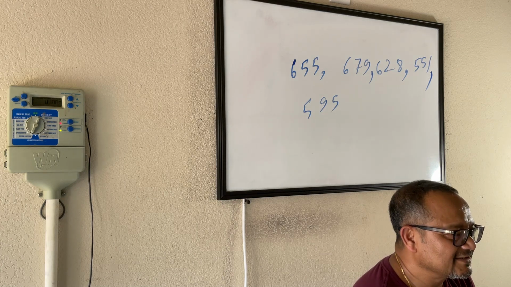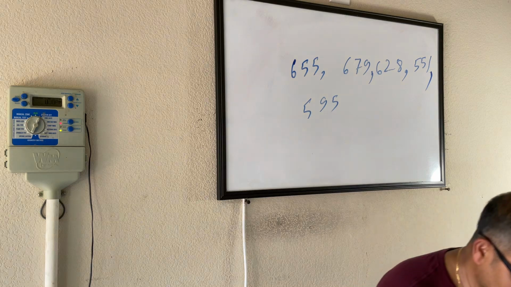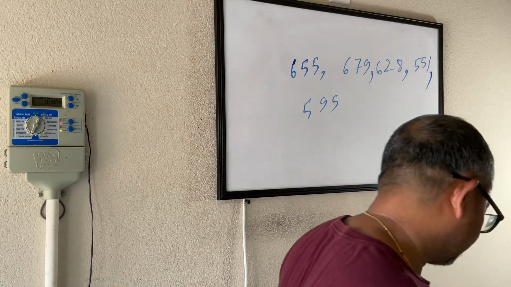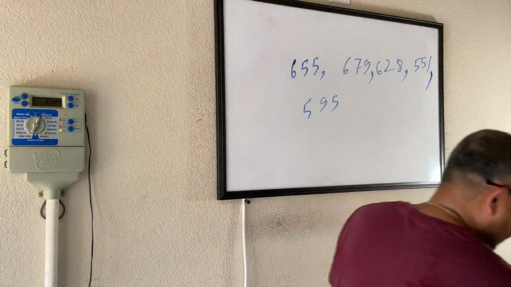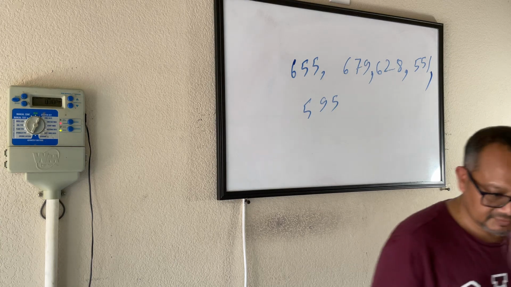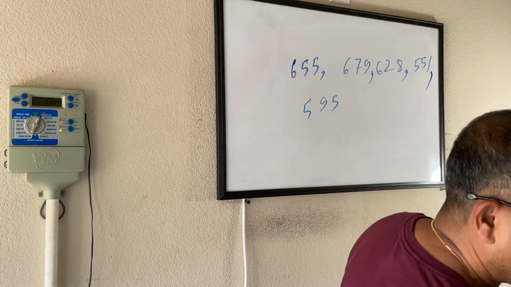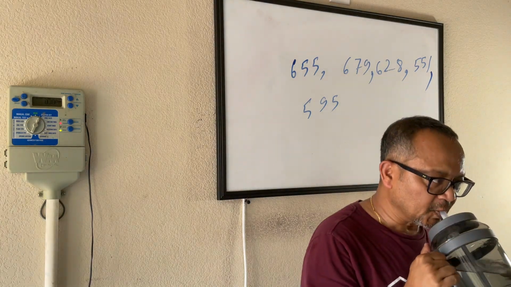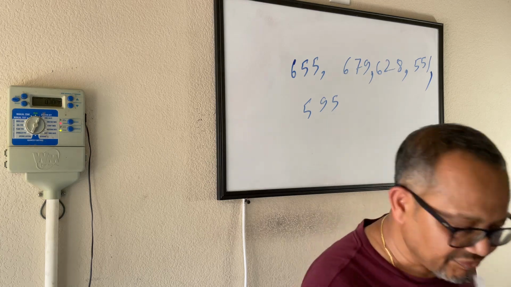Now, first would be like 551. Next would be 595. And then next would be 628. Then it would be 655. Then largest would be 679.